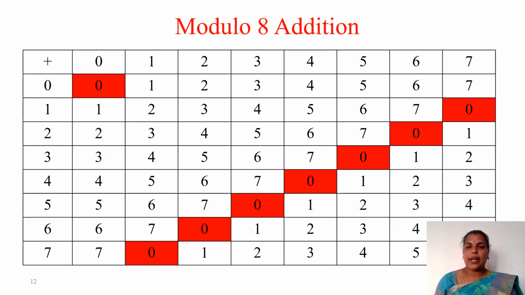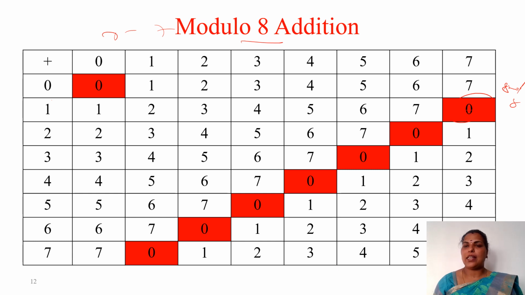Next is modulo 8 addition. In modulo 8, what we have to do is, in the row as well as column, it is 8. So 0 to 7, we have to write the value in the row as well as column. Then we have to perform addition. 0 plus 0 is 0. 0 plus 7 is 7 only. Then 1 plus 0, 1. 1 plus 1, 2. Likewise it goes on. And 1 plus 7, it is 8. So 8 modulo 8 is 0.